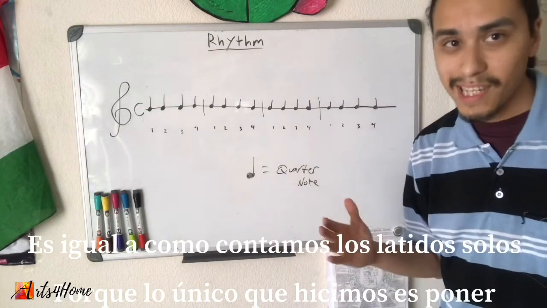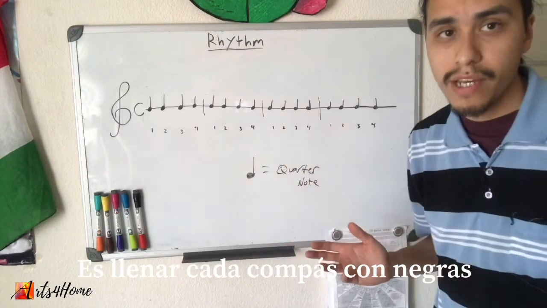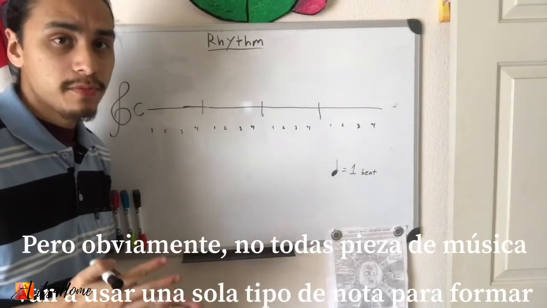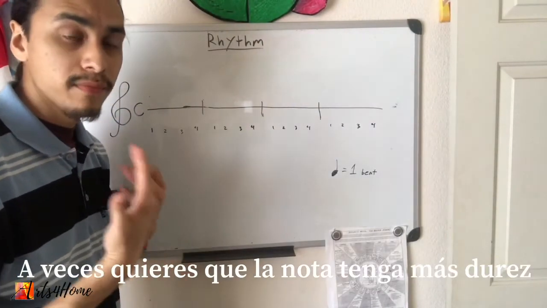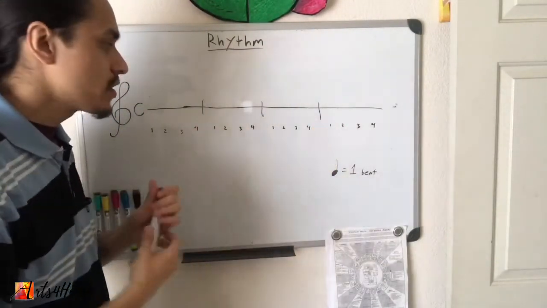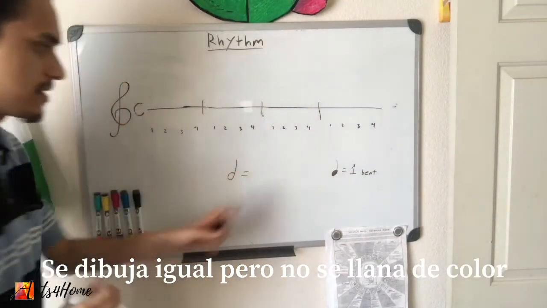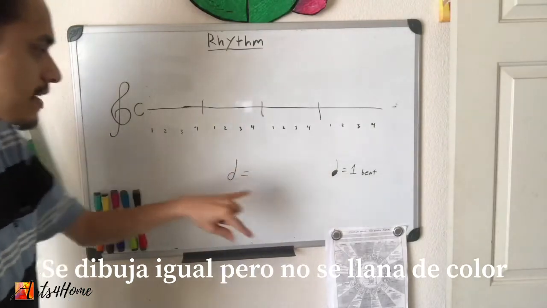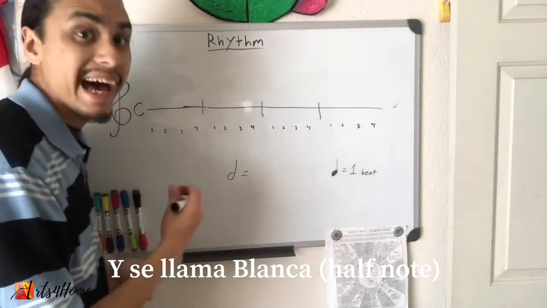So it's the exact same thing as counting the beats, because all we did is we threw quarter notes onto every measure. But obviously, not every piece of music is going to use nothing but quarter notes to make up its song. Sometimes you want the note to last for longer. So that's where this comes in. Okay? This right here, it looks just the same, except instead of coloring it in, we leave it not colored in, and it's called a half note.